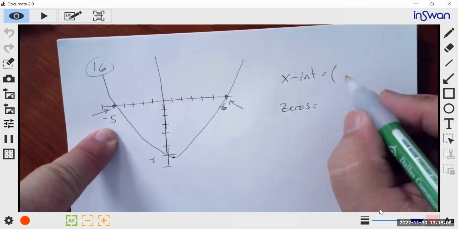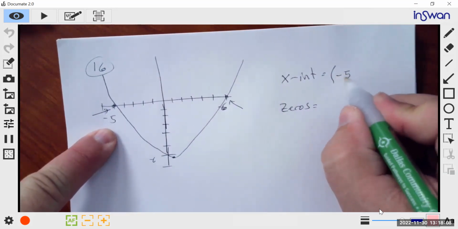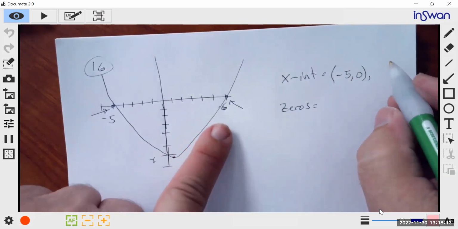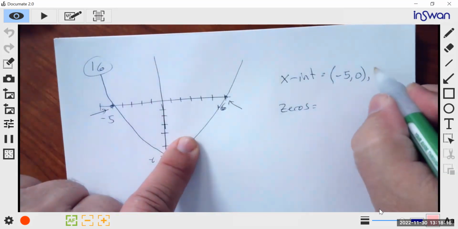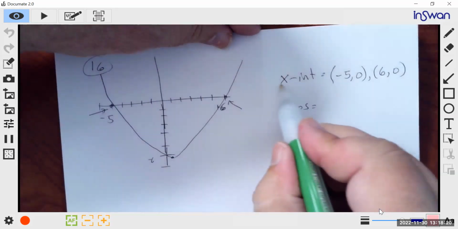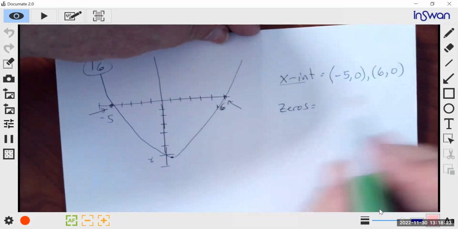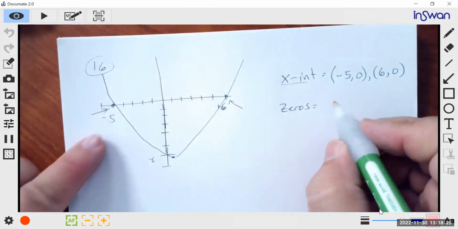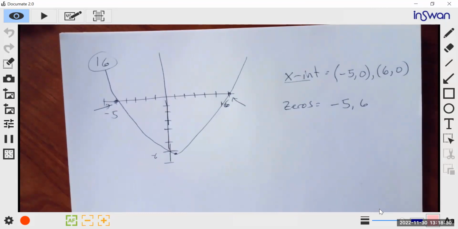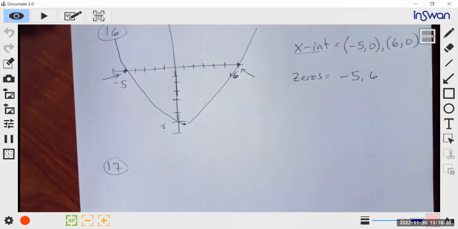X-intercepts are locations, are dots. So it's -5, 0. And no, it should be +6, 0. Those are the x-intercepts, their physical locations. The zeros are the x values that make the equation 0. A lot of people get those mixed up. They are the same thing, so I can put them the same way.